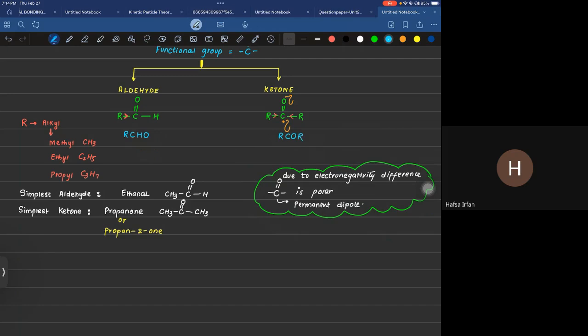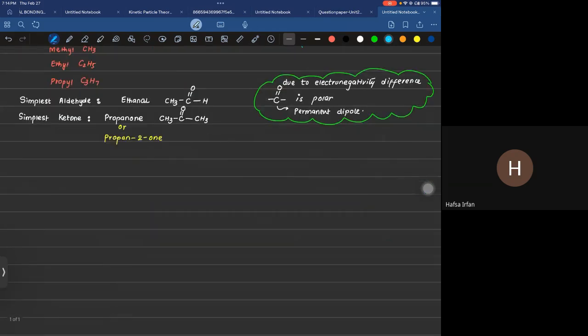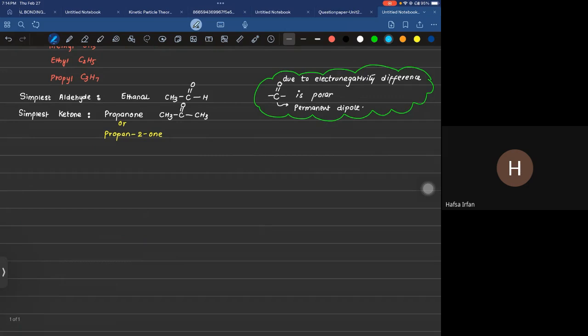Since you know that this carbon is partial positive, who can attack on this? You will say nucleophile. A nucleophile can easily attack on the carbonyl group because the carbon is positive and the nucleophile is going to have a negative charge. So this would give us a reaction that is called nucleophilic addition reaction.